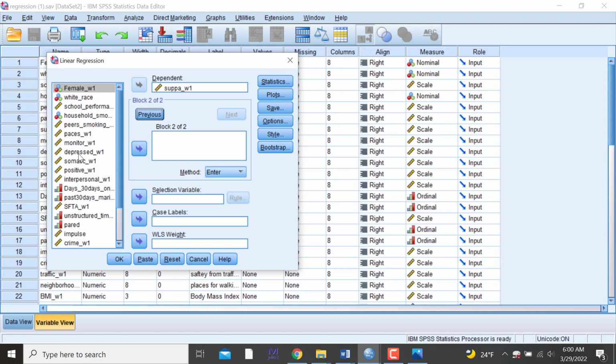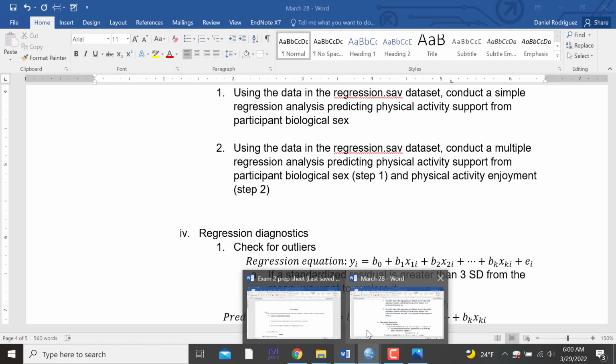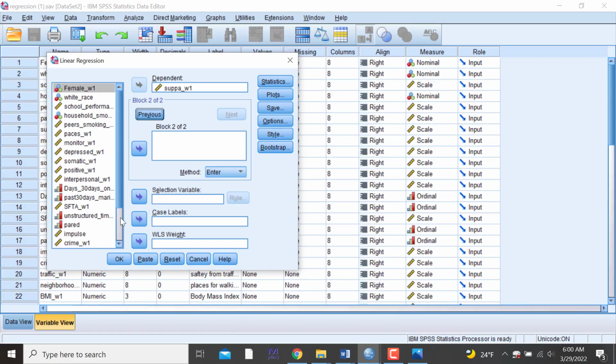And here I'm going to enter, what did I say I wanted? I can't remember what I said. Physical activity enjoyment. Okay, so we add physical activity enjoyment.